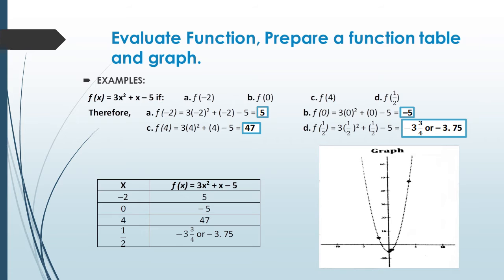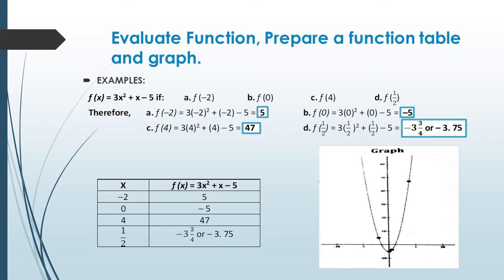Then, letter C, f of 4 is equal to 3 times 4 squared plus 4 minus 5. So, the answer is 47. Then, letter D, f of 1 half is equal to 3 times 1 half squared plus 1 half minus 5. So, the final answer is either negative 3/3 or negative 3.75.